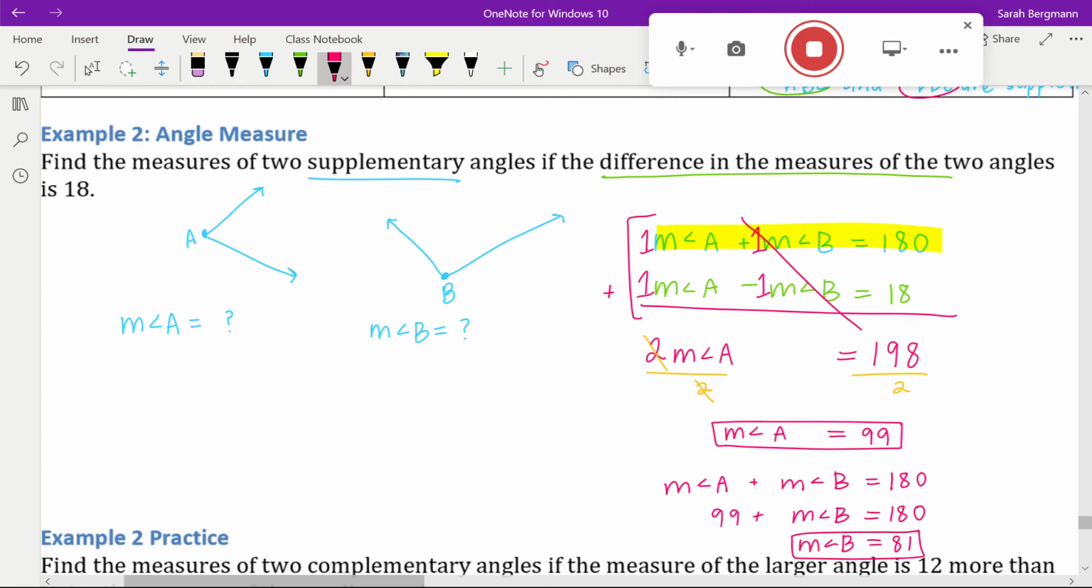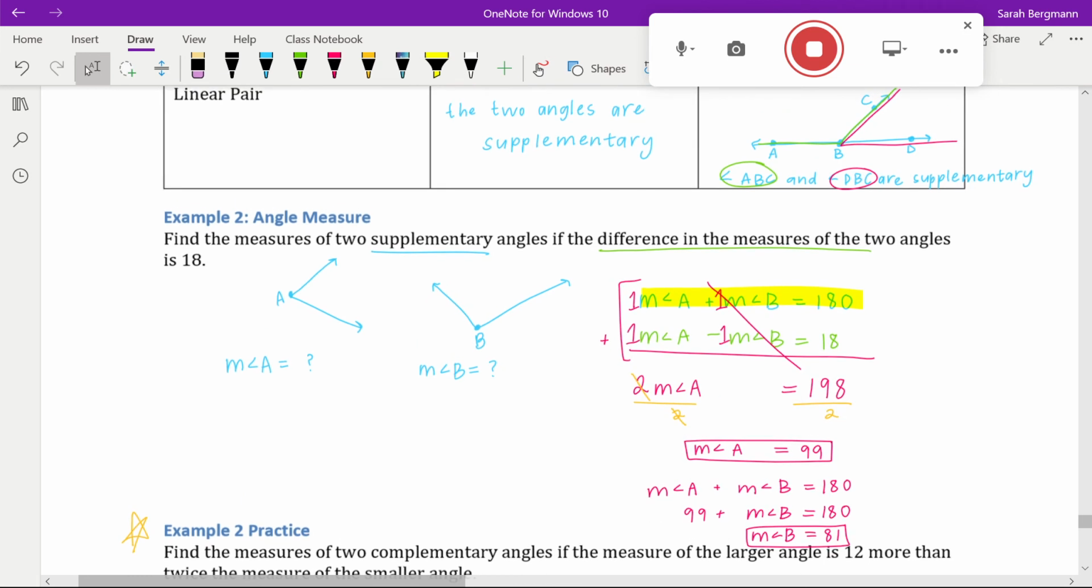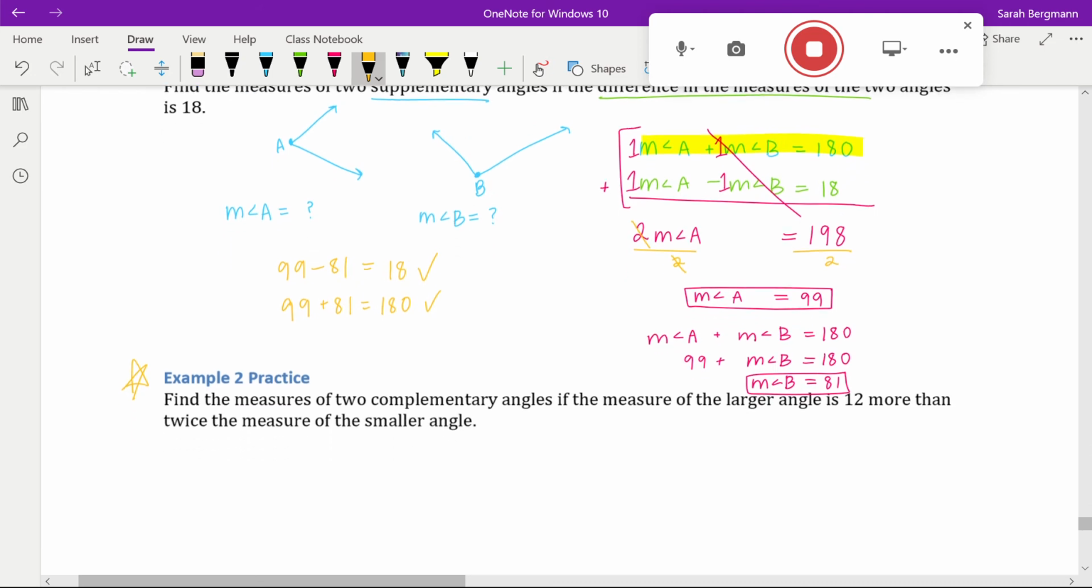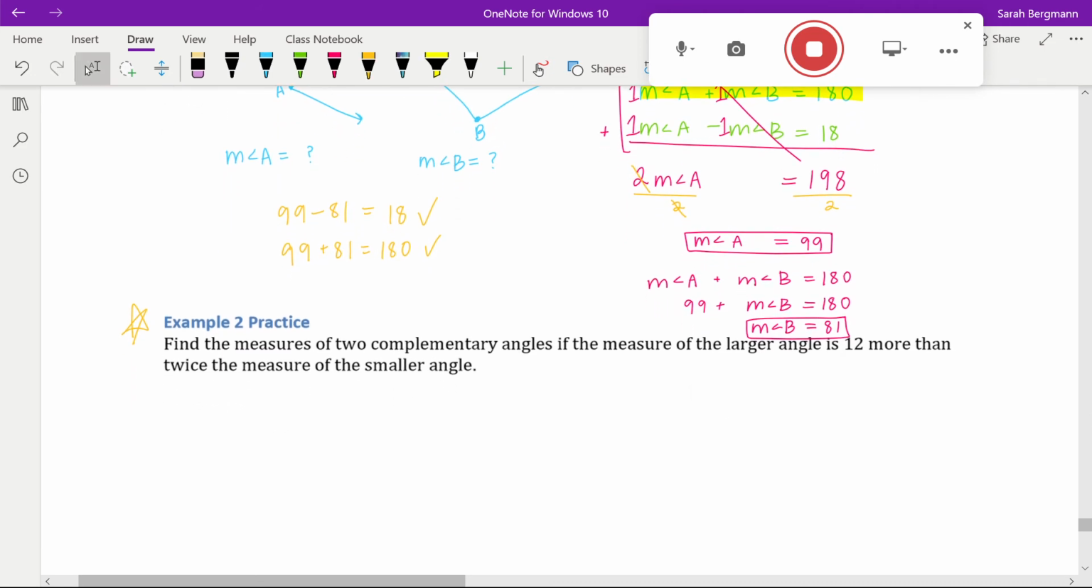So now that I have my two angle measures, I could check my work by seeing, is the difference in the measures 18? Let's see, 99 minus 81, is that equal to 18? Yes. Also, do the two measures have a sum of 180? Yes, they do. I'd like you to try this practice problem on your own.